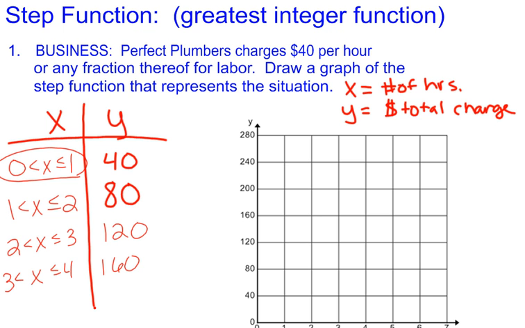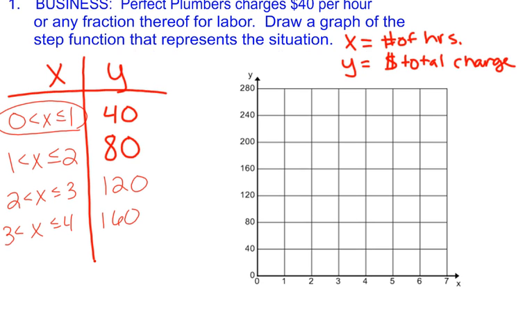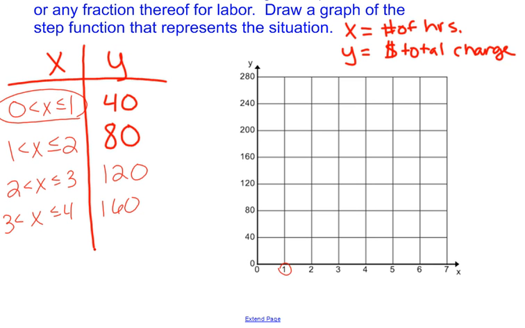The interesting part is how to graph this. I know that I'm only going to have values at the 40, 80, 120, 160 marks. I'm not going to have any that are between there. So no graphs will happen in this area at all. They'll only be on the line. So as I do that, if I'm looking at my x-axis here, from 0 to 1 hour, I pay $40. So in between here, I'm paying 40 bucks no matter what.